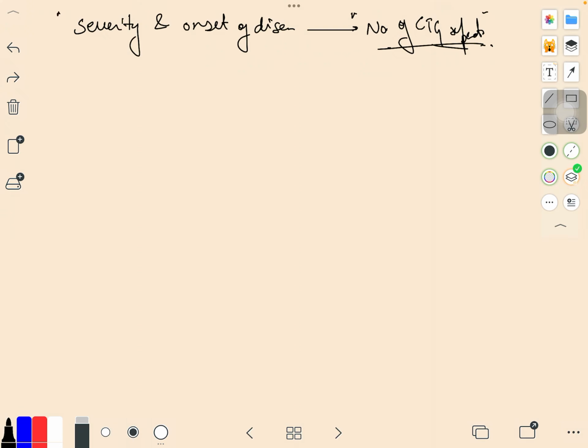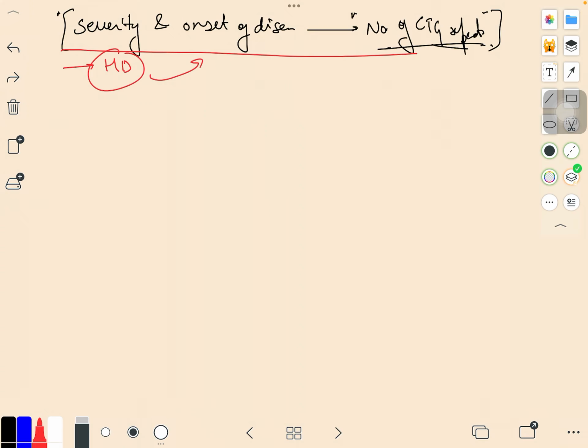Okay, one more thing. The same thing was applicable to one more disease, that was Huntington's disease. If you remember, same over here, and it is also the same for myotonic dystrophy. So myotonic dystrophy, same concept. Okay, now let's see some clinical features in much more detail.